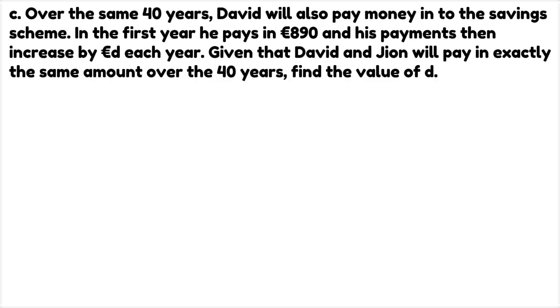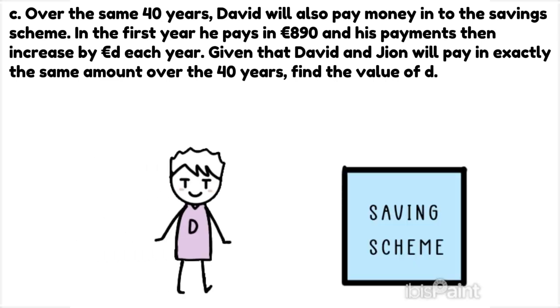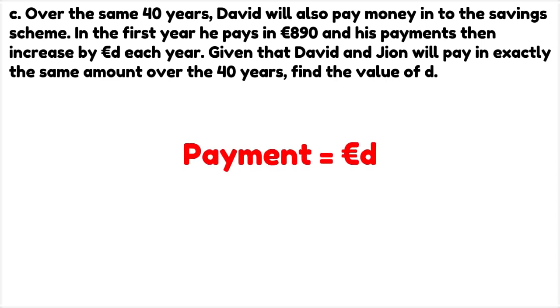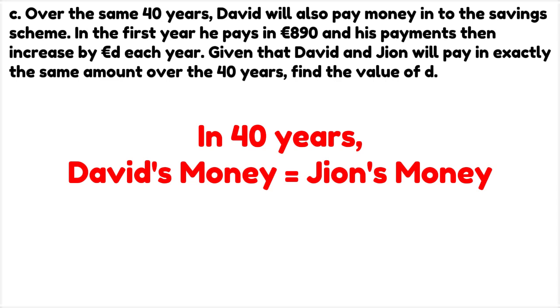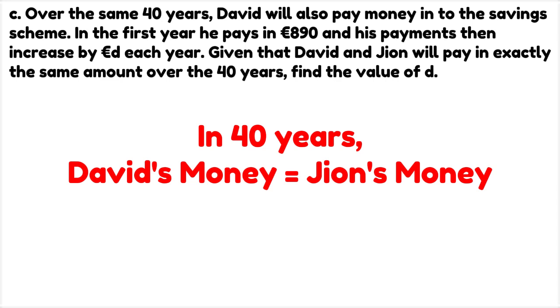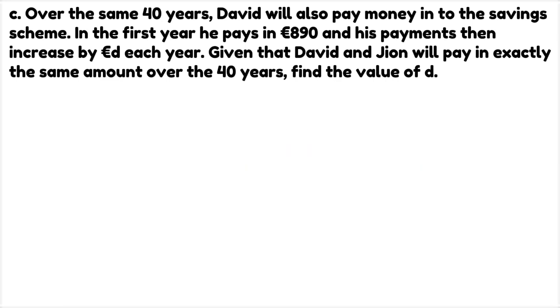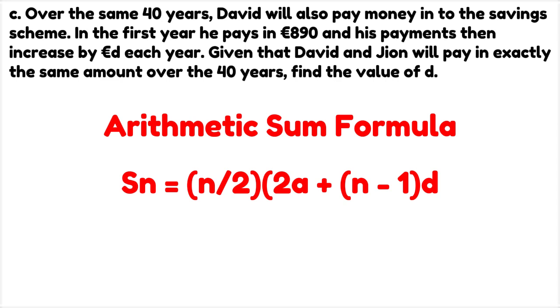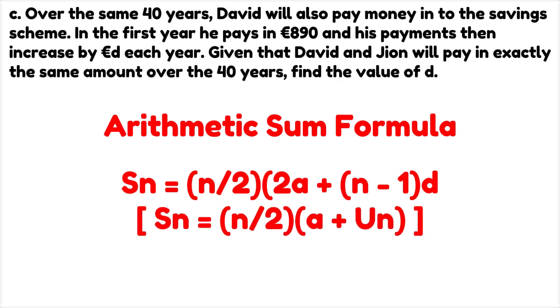Last question. Over the same 40 years, David will also pay money into the savings scheme. In the first year, he pays in 890 euros and his payments then increase by d euros each year. Given that David and Jian will pay in exactly the same amount over the 40 years, find the value of d. In this question, it's told that the sum of David's payments will be the same as Jian's payments in 40 years. So we're going to use the summation formula Sn equals n over 2 multiplied by (2a plus (n minus 1) multiplied by d). We're not going to use the formula with un because we have no information about that in David's case.